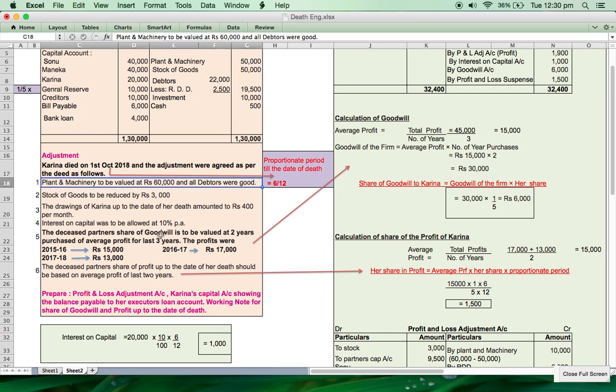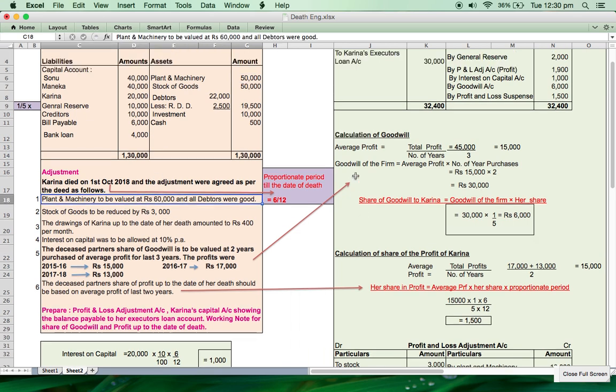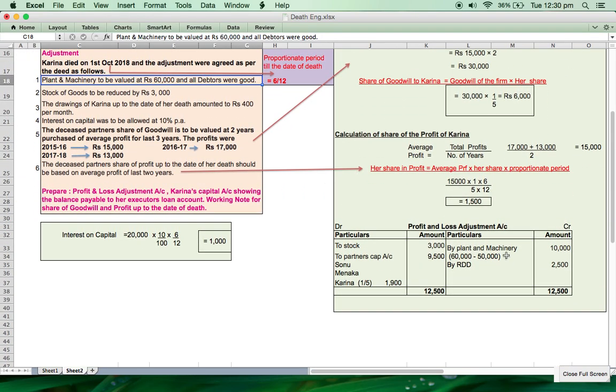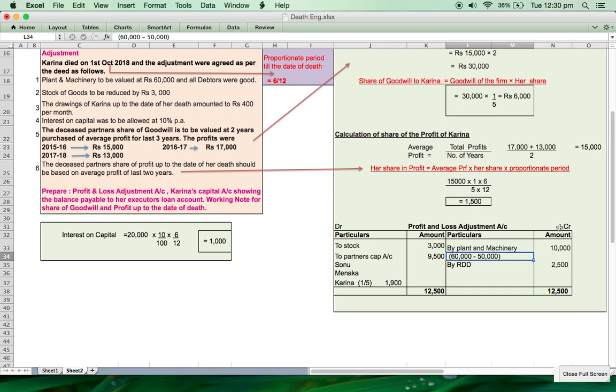First, plant and machinery to be valued at 60,000. Here in the old balance sheet, plant and machinery is valued at 50,000 and now you have to increase it to 60,000 rupees. As the value of asset is increasing, we are going to show it at the credit side of profit and loss adjustment account. Here we are going to write it as by plant and machinery. Amount will be 10,000, which is 60,000 minus 50,000.